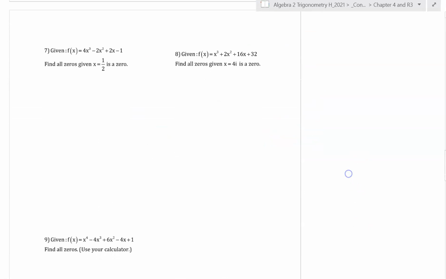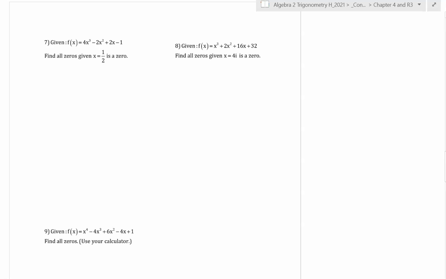Okay, let's try these next examples. This time I told you 1/2 is a 0. Well, that was nice that we know where to start. So we need to find 2 more. All right, there's something I want to show you, though. If we do synthetic division, okay, that worked. Notice we're left with 4x squared plus 2, but here's what I want you to think about.